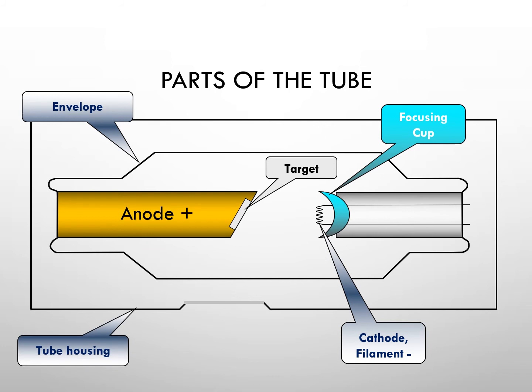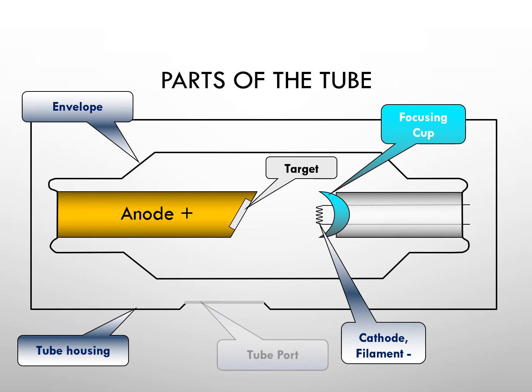The tube housing contains cooling oil to conduct heat from the tube to the surrounding air. It protects the fragile X-ray tube from damage and traps most of the X-rays the tube produces, only allowing a small fraction to escape the tube port.